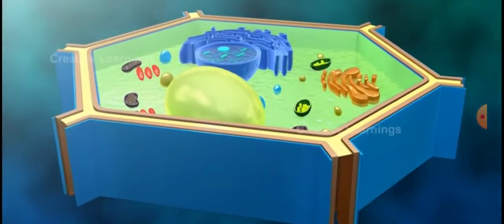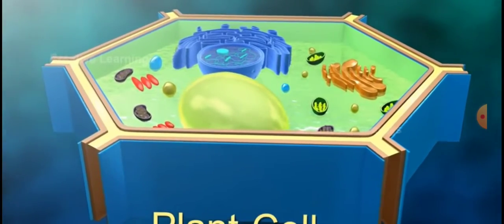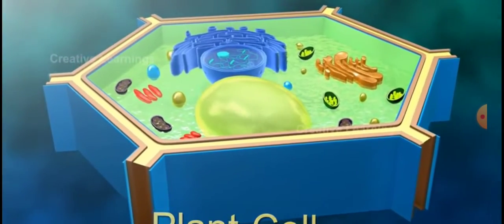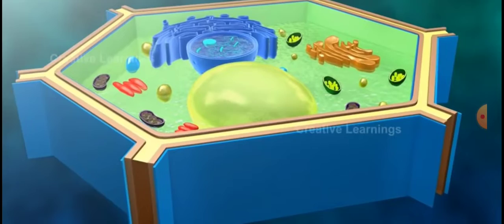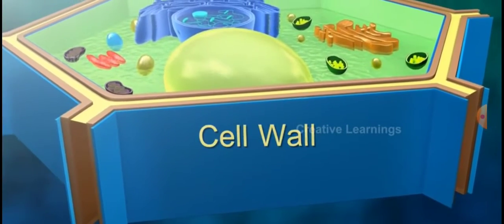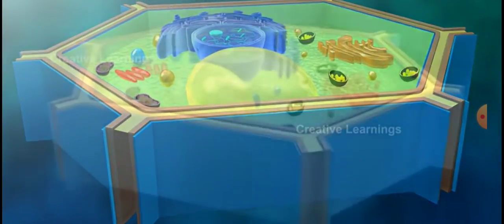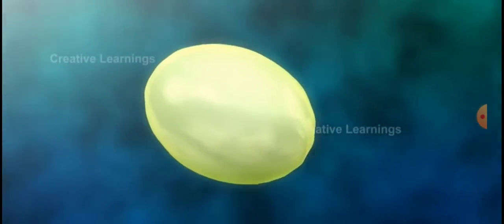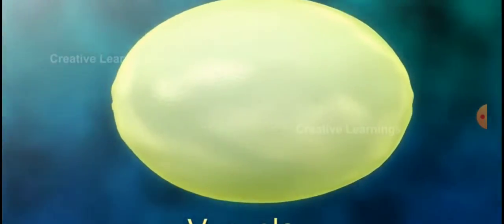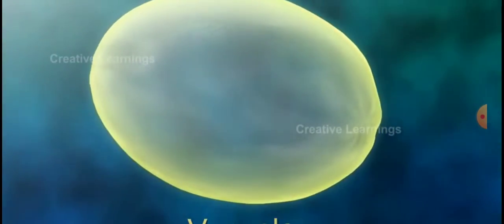Another type of eukaryotic cell is the plant cell. Both the types of cells are very similar, but there are three distinct differences. Firstly, plant cells have a tough cell wall around their cell membrane, while animal cells lack a cell wall. Secondly, plant cells have a large central vacuole, whereas animal cells may have a few small ones.